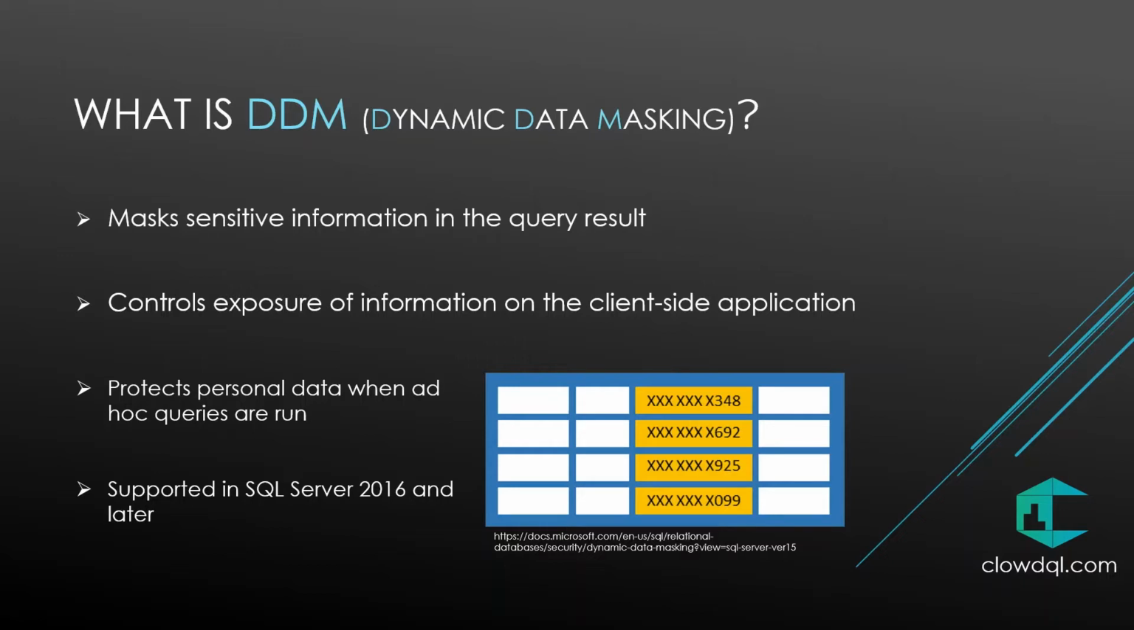Another example is when there is an in-house database team that has permission to run ad hoc queries. If dynamic data masking is implemented, then the query result would look something like the picture shown here, where the column containing sensitive information is masked and protected from being exposed to any non-privileged user. So this is a really helpful feature, and it was first introduced in SQL Server 2016, and users of SQL Server 2016 or later can benefit from this feature.